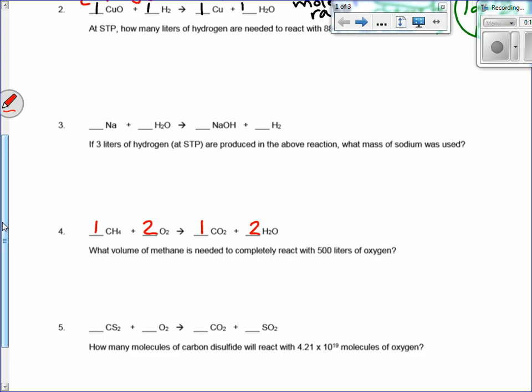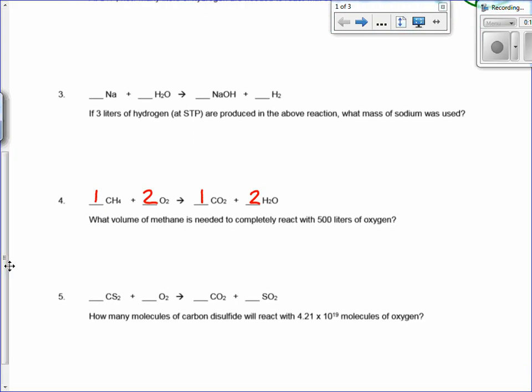Now, what volume of methane? Which one's methane up here? CH4. This is methane. It completely reacts with 500 liters of oxygen. So I'm starting with oxygen, and I'm trying to figure out my methane. Okay? Now let's set this up.